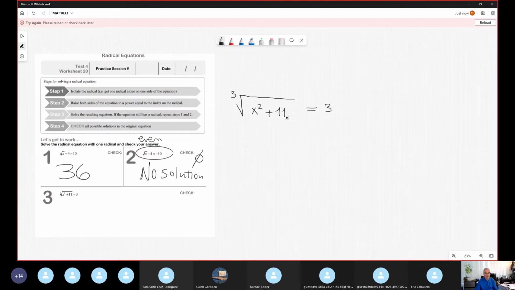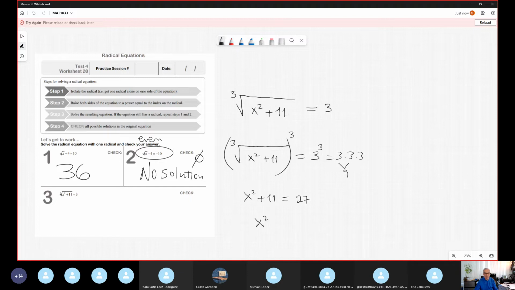What is the first step? I forgot. The first step is to isolate the radical. The radical is already isolated. So, just in case, I copy it again. But you raise to the cubic power. And one more time, the cubic power and the cubic root cancel each other out. And this is 27, no? 3 times 3 is 9. 9 times 3 is 27. Okay, this is my equation.